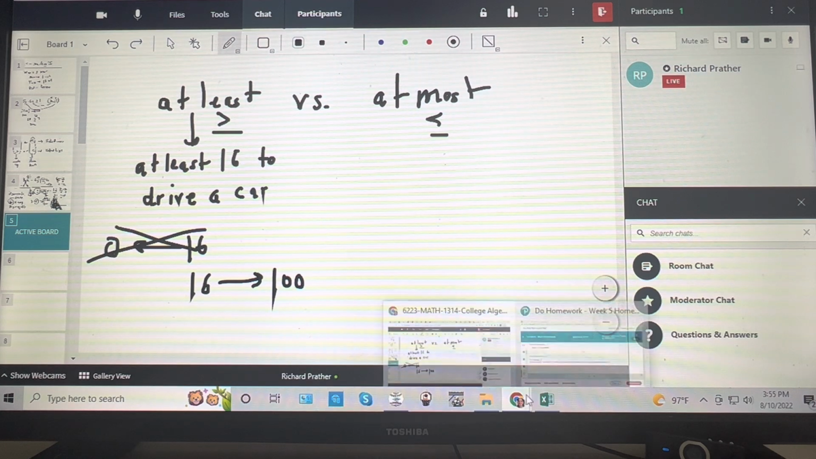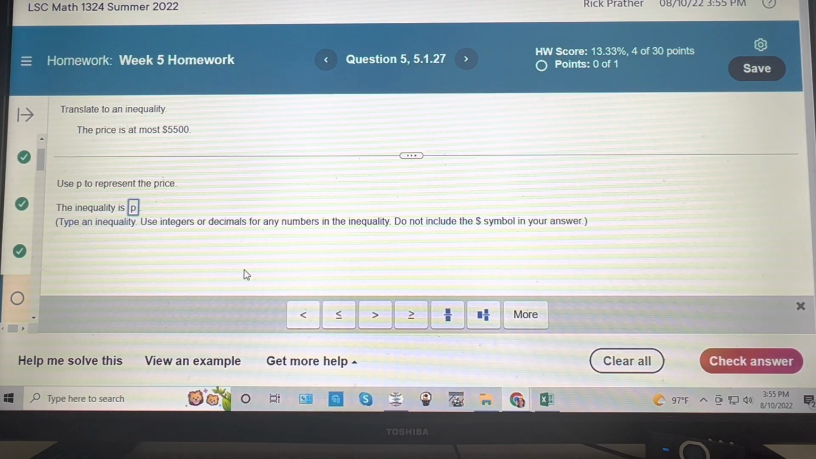So this is not hard, but if you get the wrong one at the wrong time, then the whole graph's going to be wrong. So this is at most, and it's not the one for driving cars, so that's the less than or equal to.